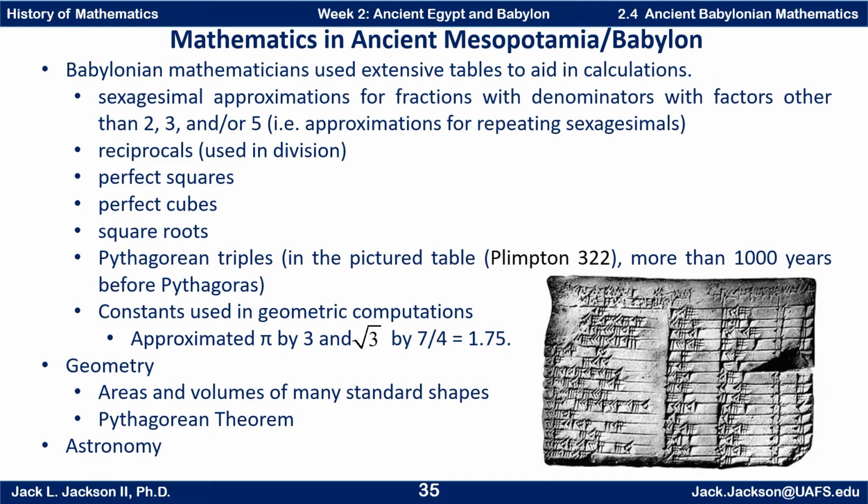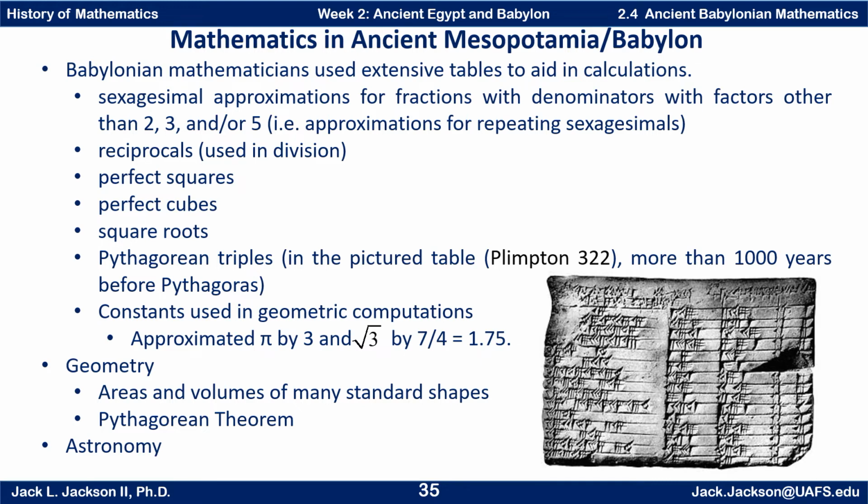The pictured tablet that you see here is called Plimpton 322. It gives Pythagorean triples more than 1,000 years before Pythagoras. And this is not the only time we're going to see a mathematical concept named after someone, where in fact it was known previous to that, in some cases by a long time.